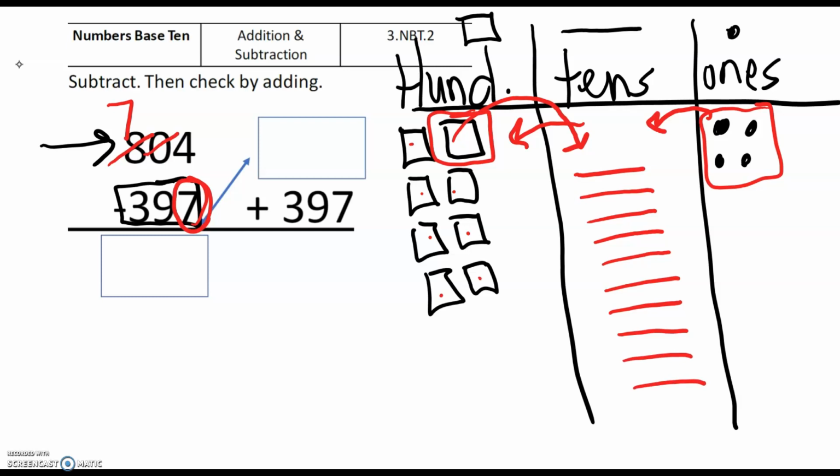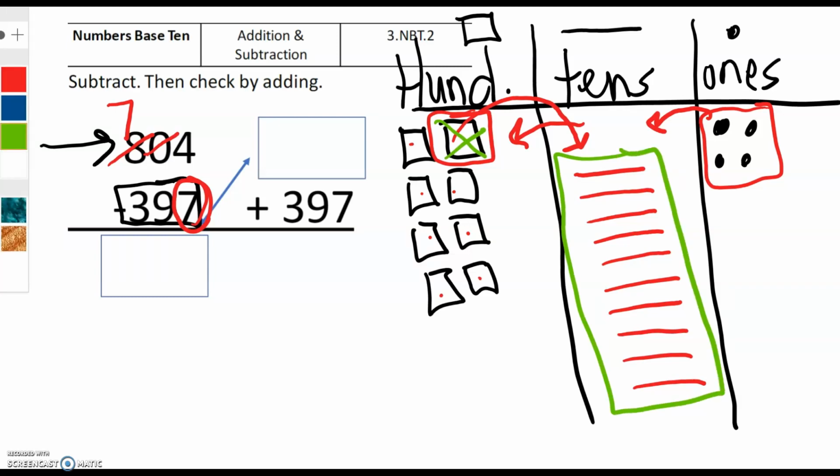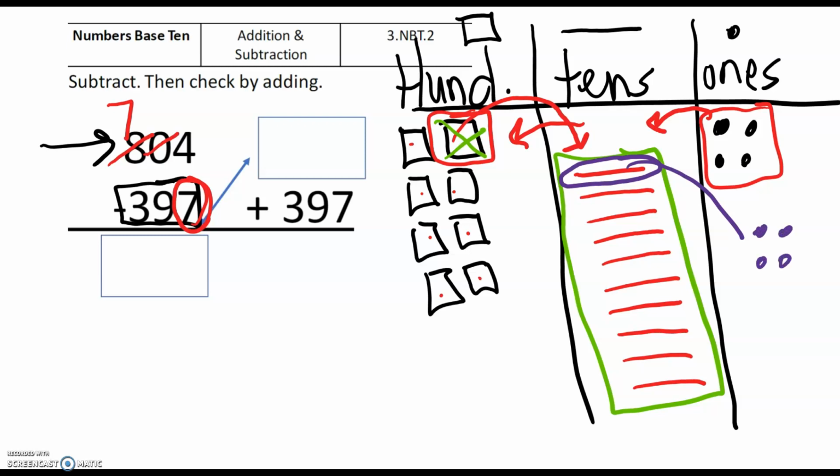I have my 100. And now I can take one of my tens, so we'll get rid of this one. Now I'm going to take one of my tens right here and break it into 10 ones, because 1 ten is the same as 10 ones: 1, 2, 3, 4, 5, 6, 7, 8, 9, 10. So I've taken that away.